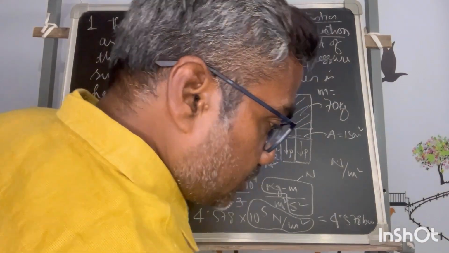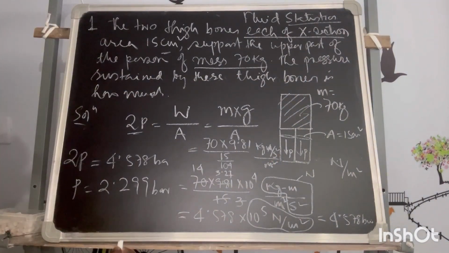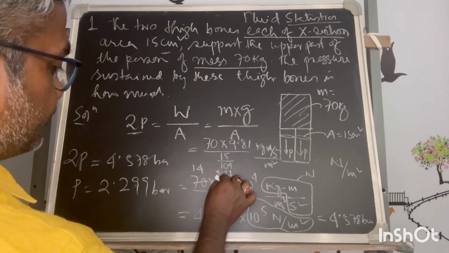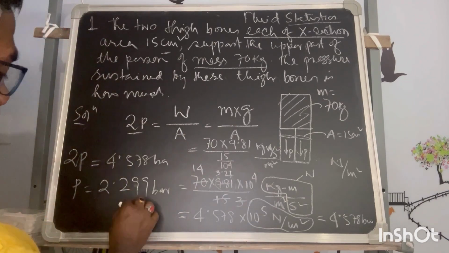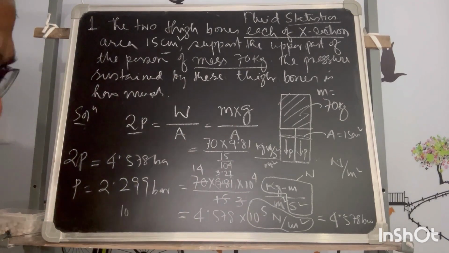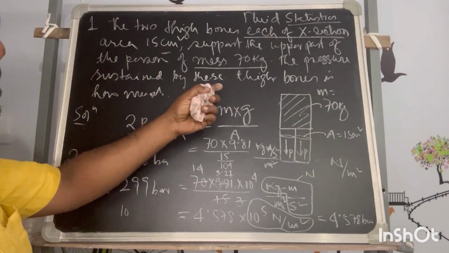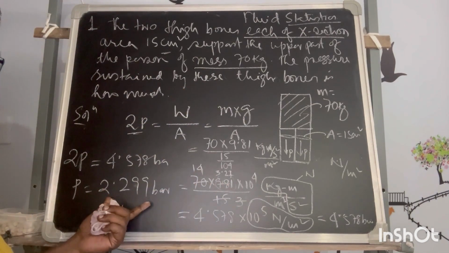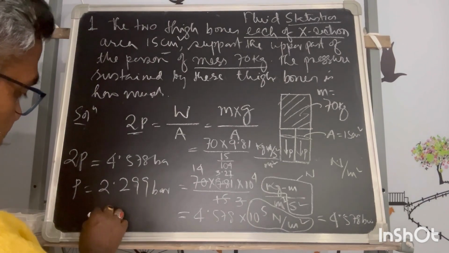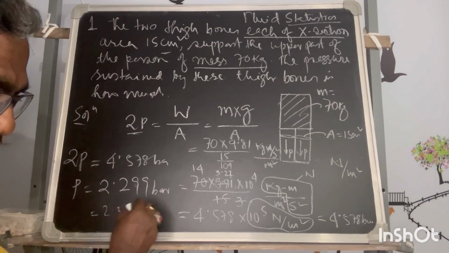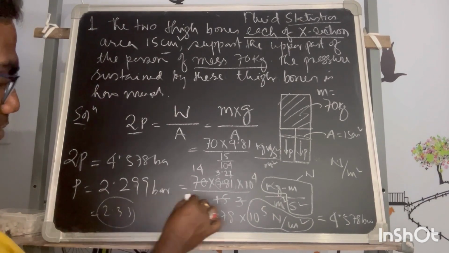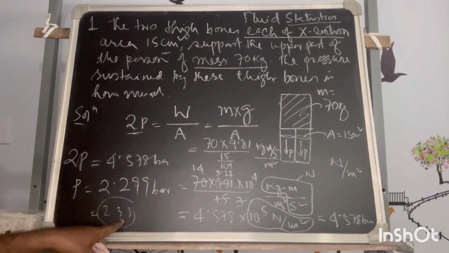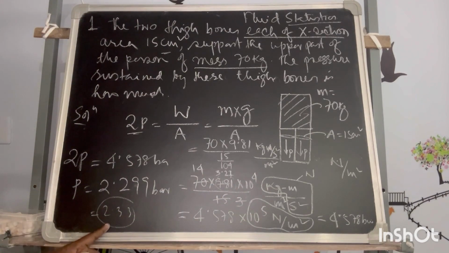Approximate answer is given as 2.3. So this will be 2.33, or further approximation may come if somebody takes g as 10. For approximation, sometimes it is given as 10. So if somebody has taken 10, there are some more differences, because the answer given is 2.33. So this is not matching because I have taken the exact figure. If you take 10, probably this will come.